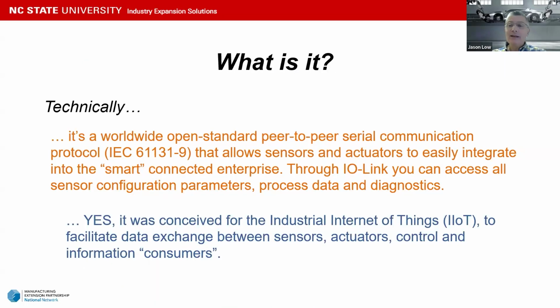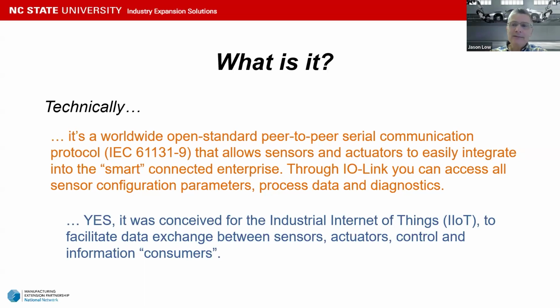So what is IO-Link? It is a worldwide open standard. And in that last list that I gave you on a previous slide, some of those aren't open. Some of those are proprietary protocol standards. And obviously, we want to move towards more open standards, and that allows different types of sensors to talk to other different types of sensors from other manufacturers. And that's really one of the leveraging factors of using IO-Link.